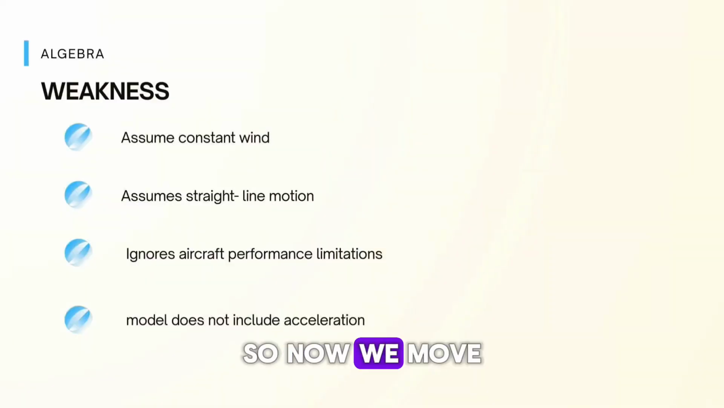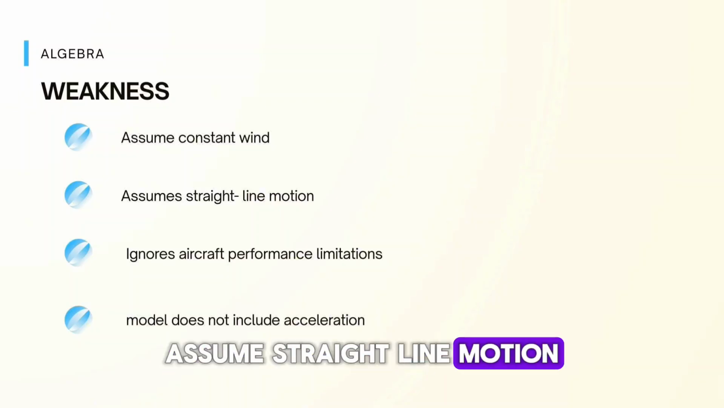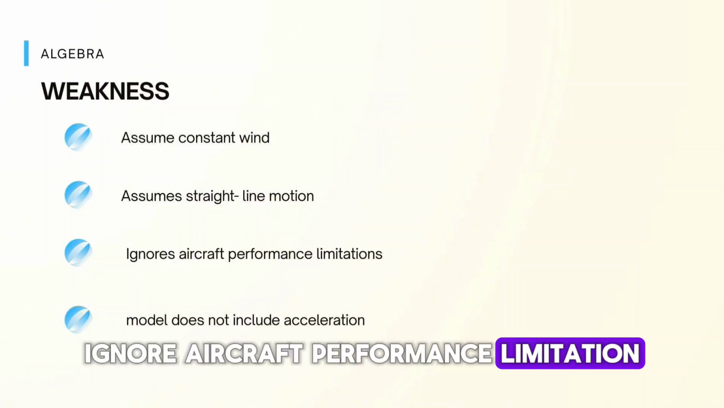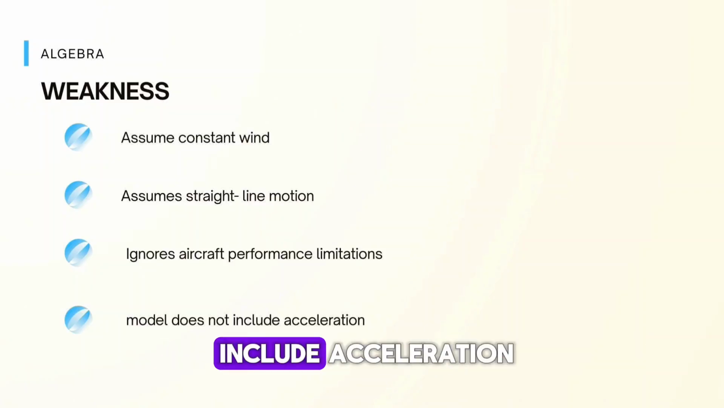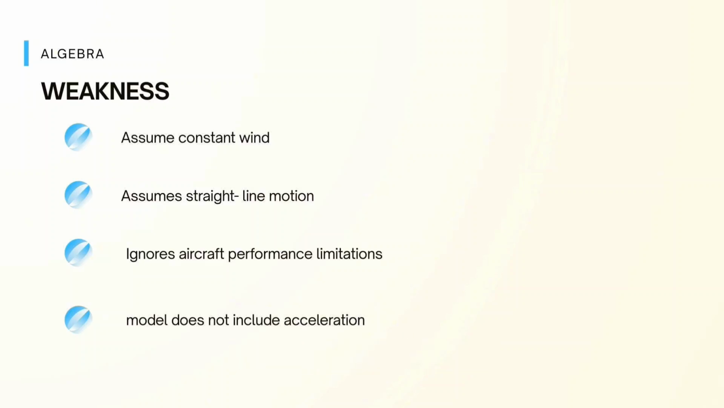So now we move to the weaknesses in my PBL. There are four weaknesses in my PBL. That is, assumes constant wind, assumes straight-line motion, ignores aircraft performance limitations, and the model does not include acceleration. For the first one, the weakness in my PBL is the assumption of constant wind.